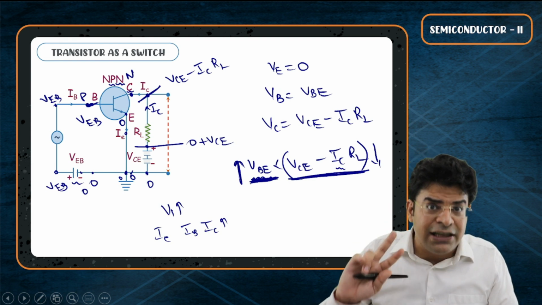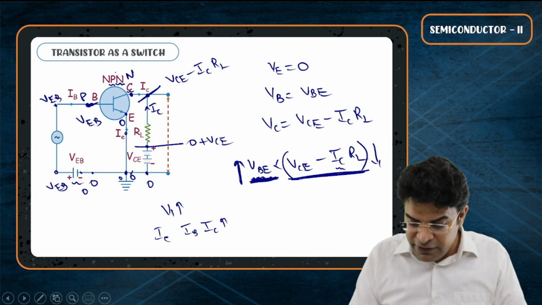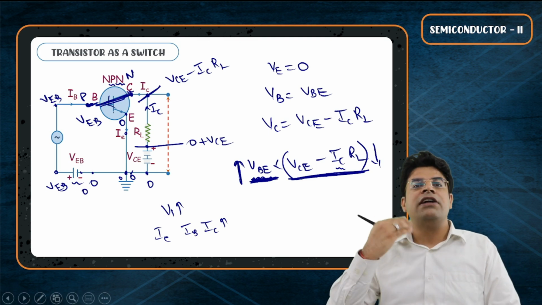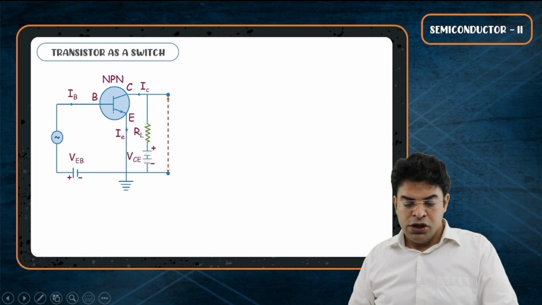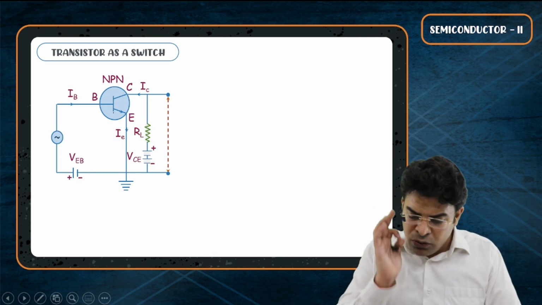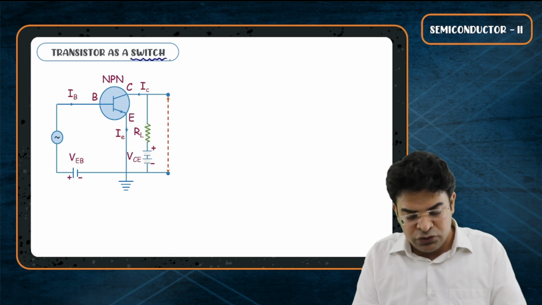And once this condition flips, you say that even the base collector junction becomes forward biased and huge amount of current starts to flow in the circuit. So let's understand the input output characteristic curve to understand the working of transistor as a switch.